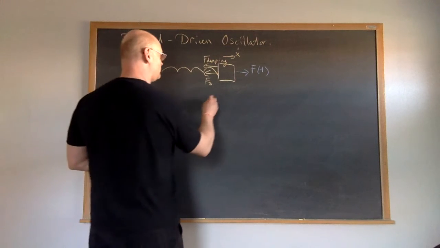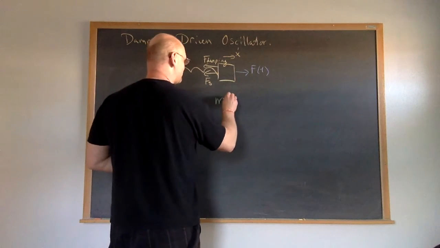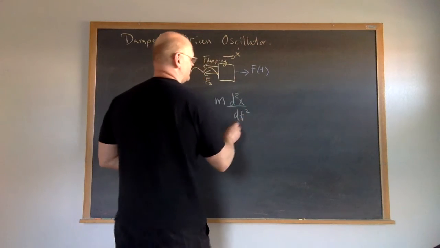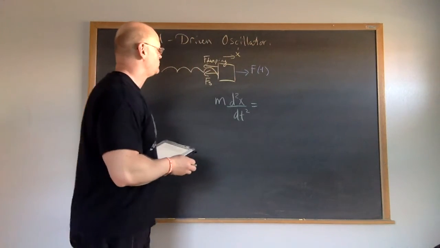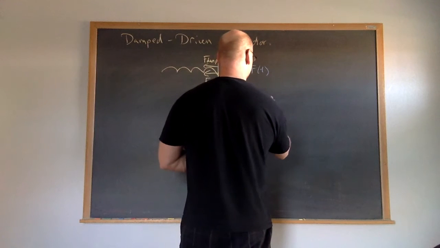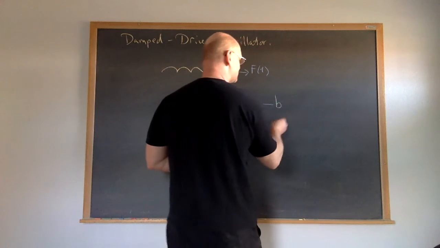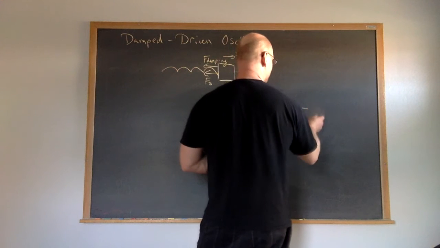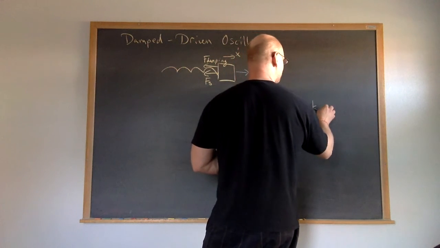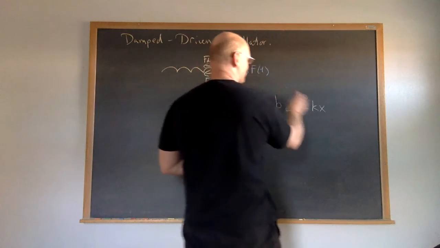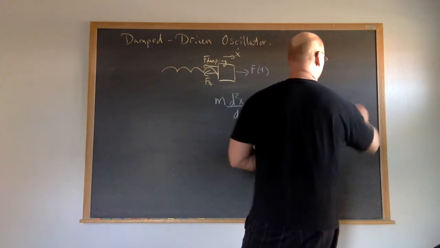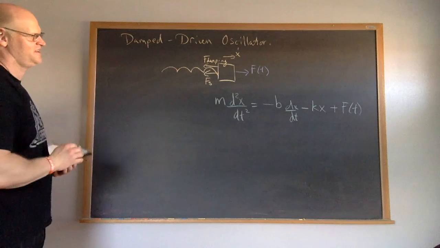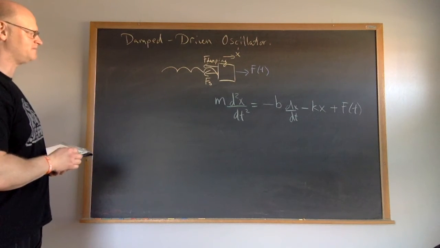So from Newton's second law, we can then write that what? The mass times the second derivative of the position is then equal to, so in this case I get what? Minus my damping term, so minus b times dx/dt. I get the spring force, I get minus k times x, but I get this extra driving force which is going to try to keep it moving.